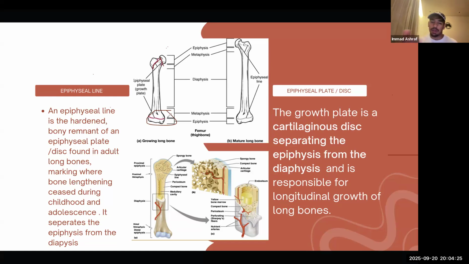And again, it does the same thing. It separates the diaphysis from the epiphysis.